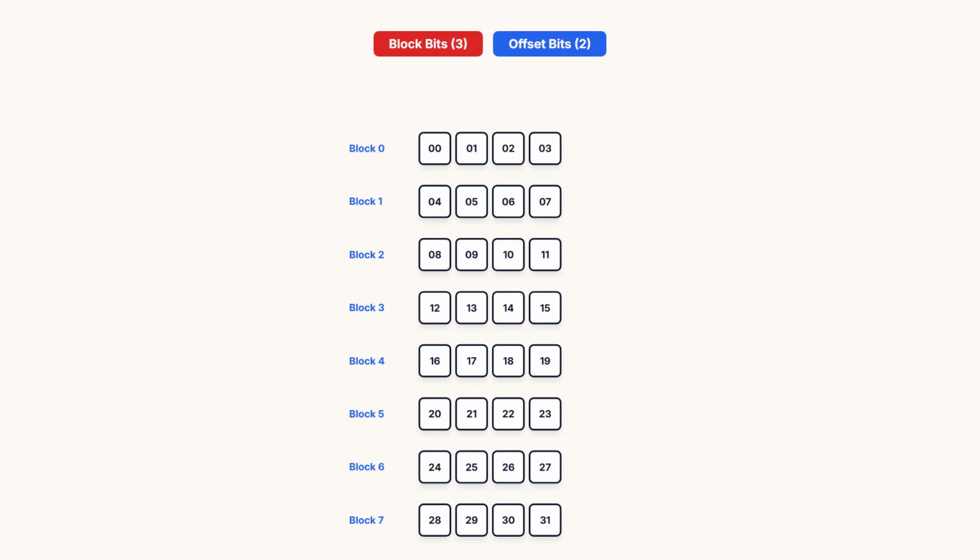Let's take an example. Suppose the address is 10110. We split it into 2 parts. The first 3 bits, 101, and the last 2 bits, 10. Now, 101 corresponds to block 5, and 10 gives us the offset, which is position 2 inside the block.